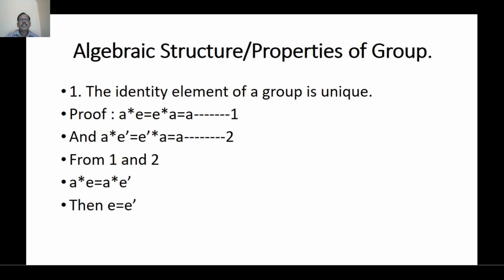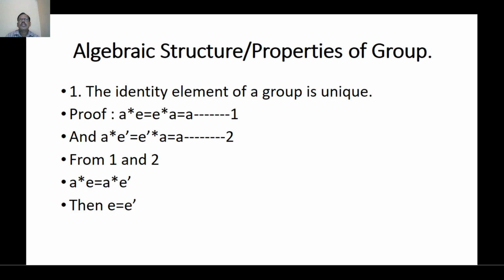Identity property: a star e is equal to e star a is equal to a. Inverse property: for all a belongs to G, a star a inverse is equal to a inverse star a is equal to the identity element. Commutative property: a star b is equal to b star a. Then we call it an abelian group. So several examples are there for groups.